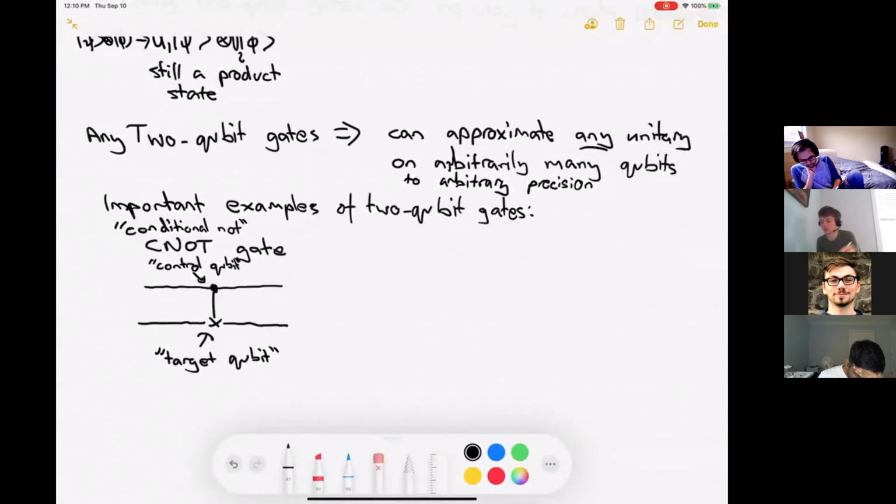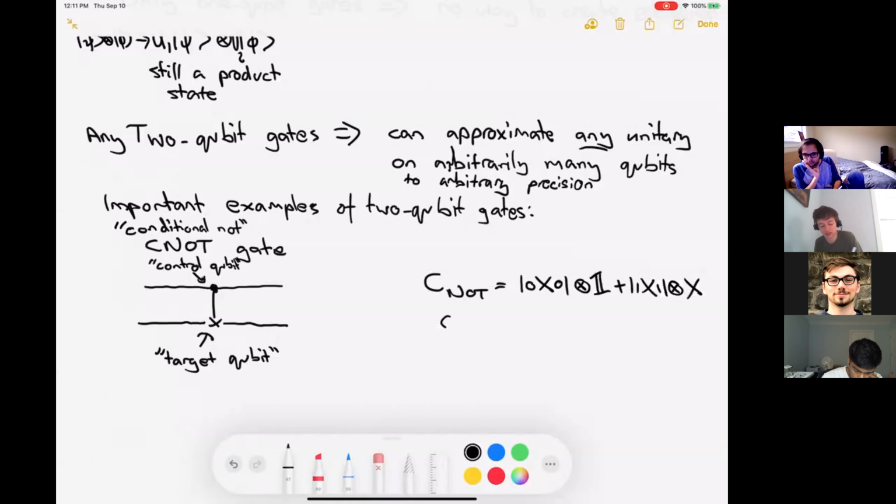So what does this CNOT gate do? Well, it's very simple. If the control qubit is in the 0 state, then it does nothing to the target qubit. It just leaves the target qubit unchanged, applies the identity operator. But if the control qubit is in the 1 state, then it flips the target qubit. So it applies an X gate, applies a NOT to the target qubit.